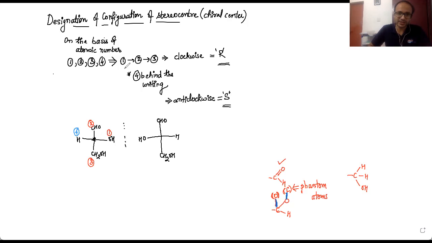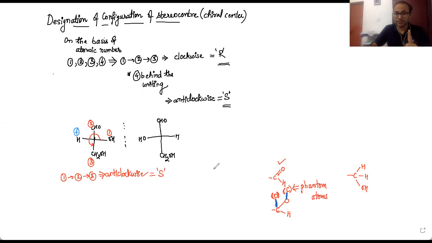Now let us check the sense of direction. The next step is the sense of direction. When we move from 1 to 2 to 3, what is the sense of direction that is coming? Sorry, this is not the direction in which we are moving. We have to move in the direction of 1 to 2 and then to 3. If we check the sense of direction, it is coming out to be anti-clockwise. If it is anti-clockwise, we know from the above discussion, it should be S.